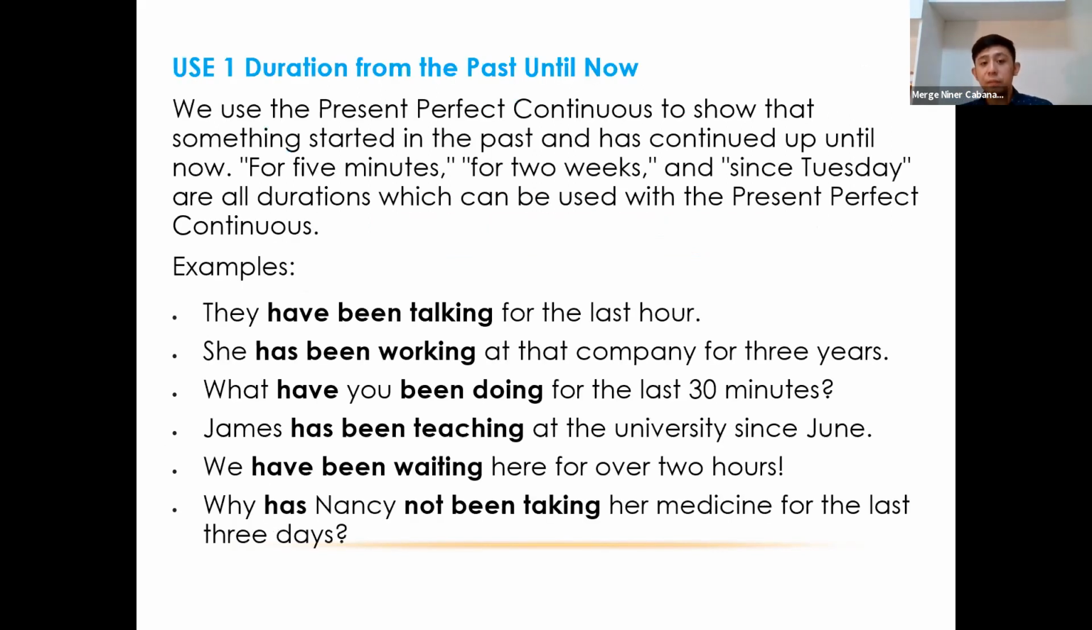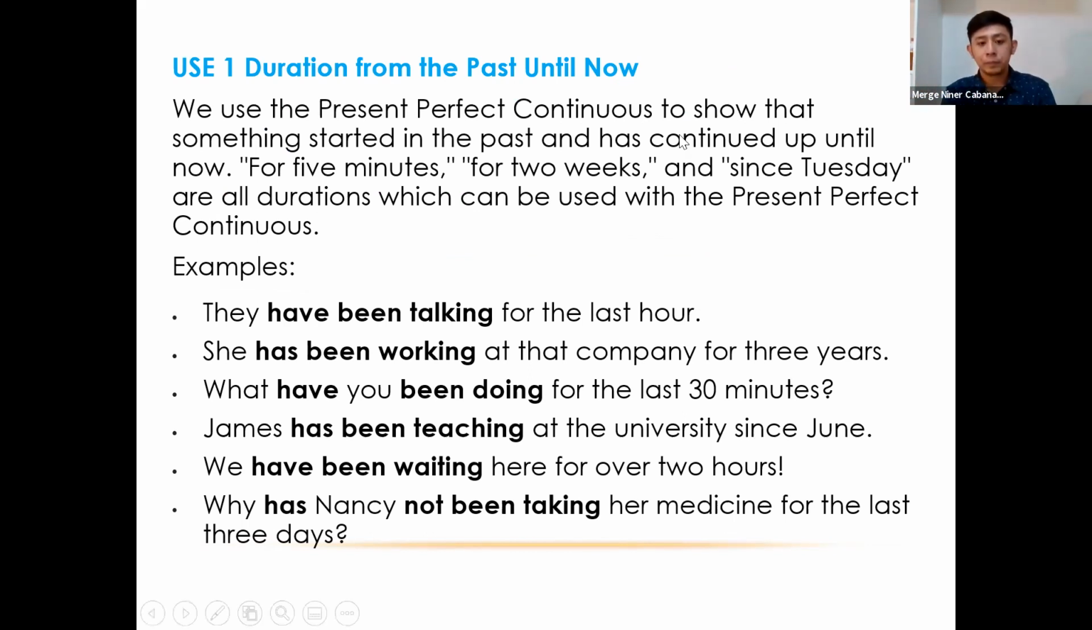So duration from the past until now, remember there's a duration that we're referring to. We use the present perfect continuous to show that something started in the past and has continued up until now. For 5 minutes, for 2 weeks, and since Tuesday are all durations which can be used with the present perfect continuous. So, they have been talking for the last hour.